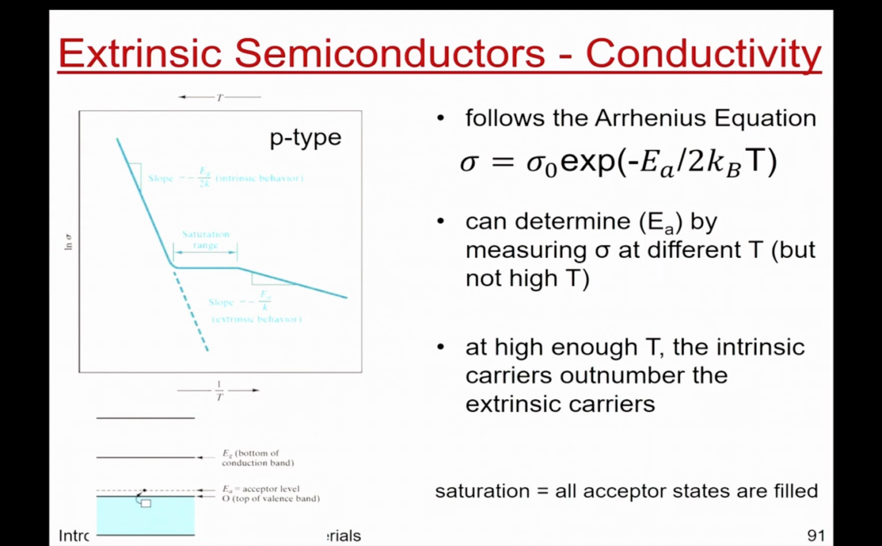Same thing for p-type. You have saturation where all the acceptor states are filled. That's this range right here: once they're all filled, as you increase temperature, conductivity doesn't change. And then it goes into intrinsic type behavior. Your book has this, they just have it flipped around. Your book plots the lower x-axis as temperature, so this plot will just be the mirror image. It's the same process, just with the x-axis flipped.